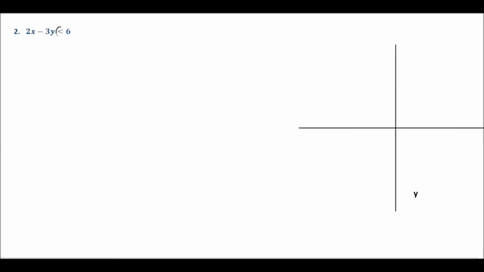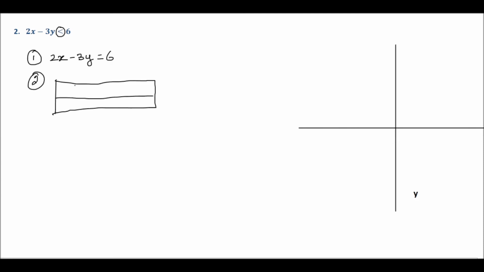Now in this inequality, less than 6. Okay, first step I am going to write this as an equation, 2x minus 3y equal to 6. Second step I am going to tabulate the points, x, y, and for x I can take 0, 2, 4, the same thing. Now I am writing minus 3y is equal to 6 minus 2x. Here y is equal to 2x minus 6 divided by 3.